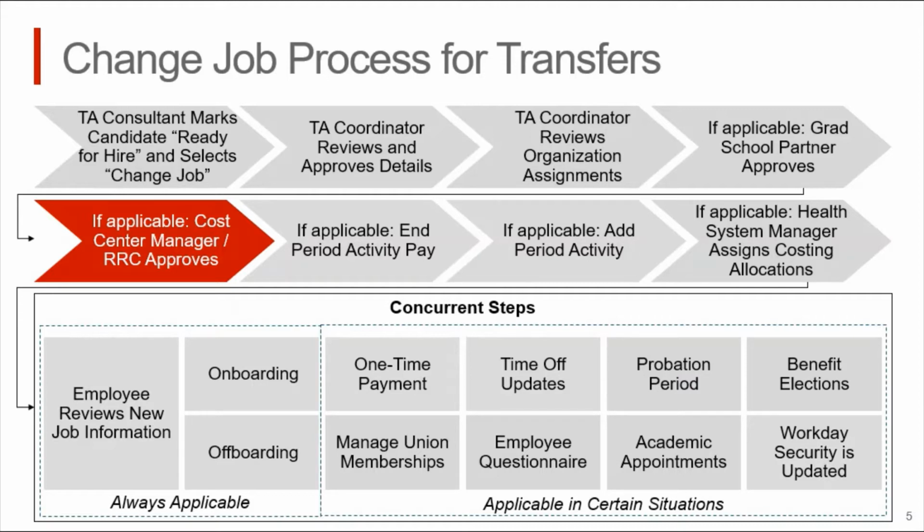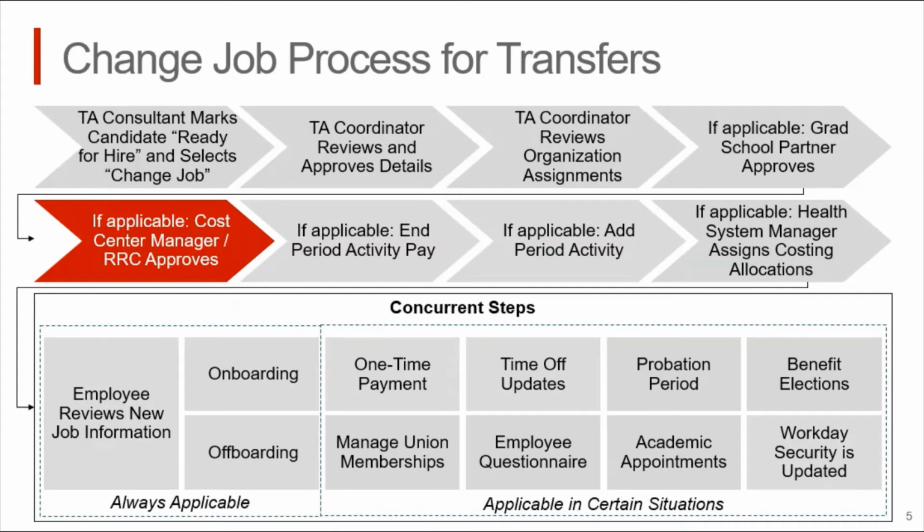Step 6. If applicable, end period activity pay. Initiator will receive the to-do step. HR consultant will review. This should only happen if the period activity pay is ended in the middle of a semester. It will not happen often. All future dated period activity payments would need to be ended as well.